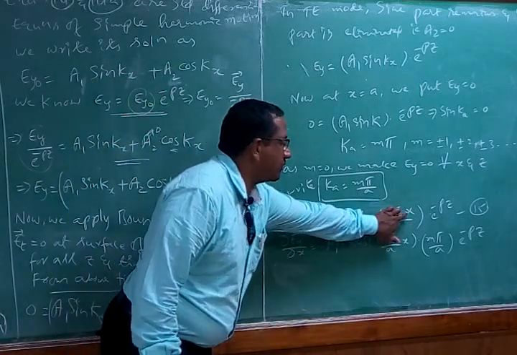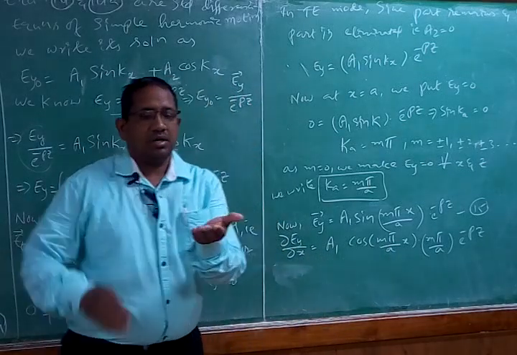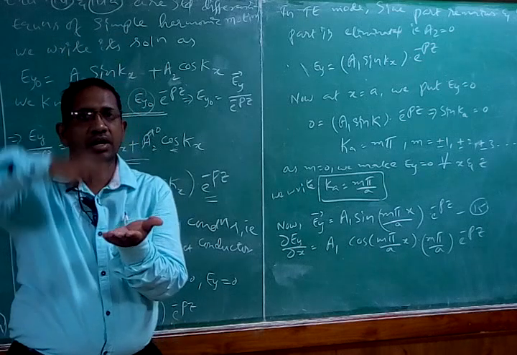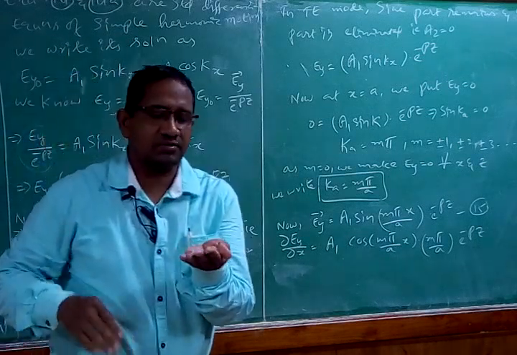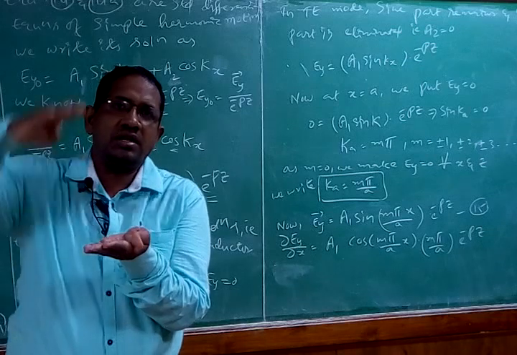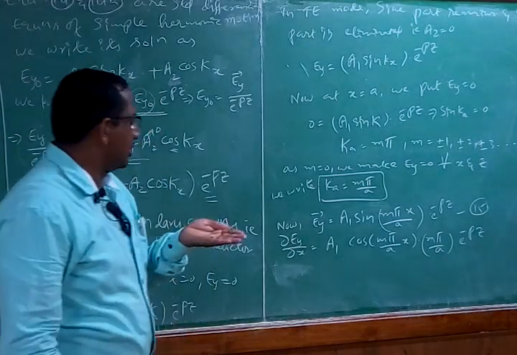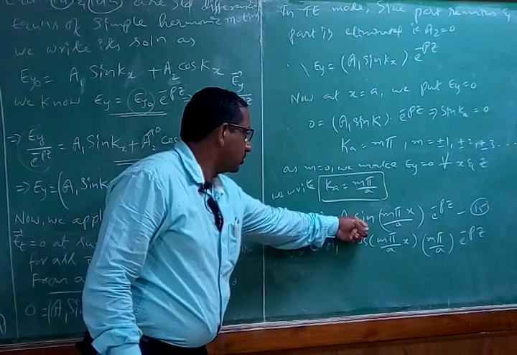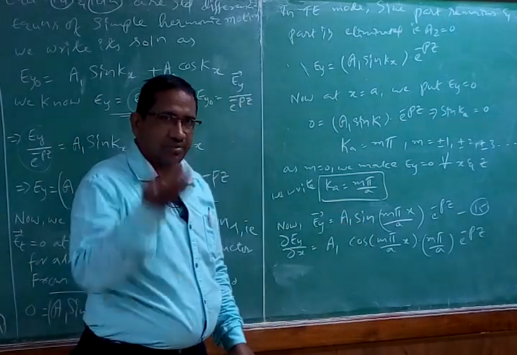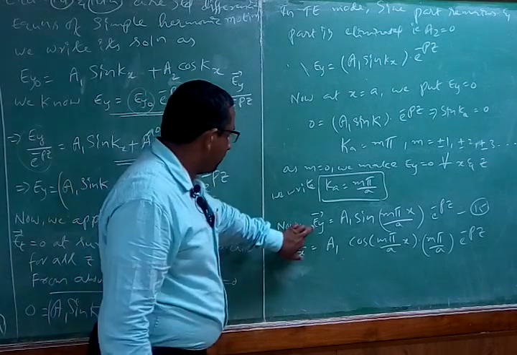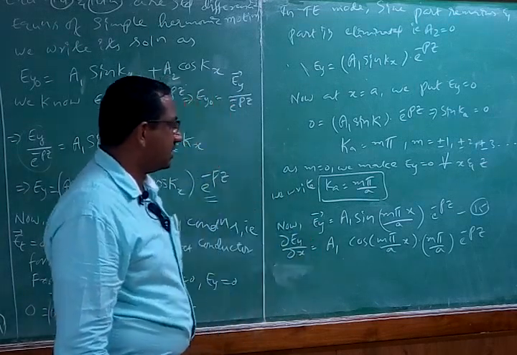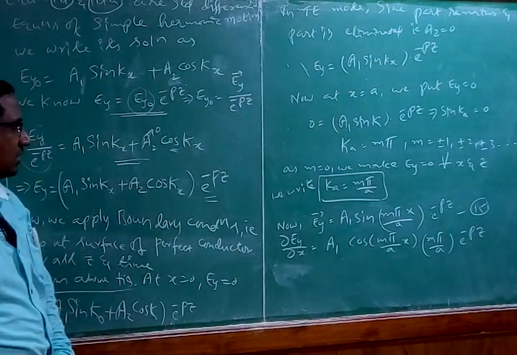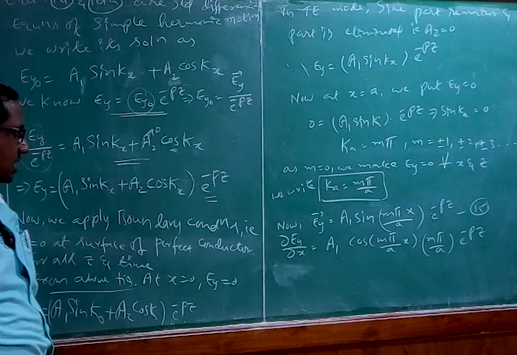Here x is the variable for us, because the sheet is varying between x is equal to 0 to x is equal to a. There are two conducting plates, one at x is equal to 0, another at x is equal to a. So the variable is x, therefore this sine component is going to vary with respect to x. So Ey is equal to a1 sine m pi x by a into e power minus pz, and that equation can be written as equation number 15.